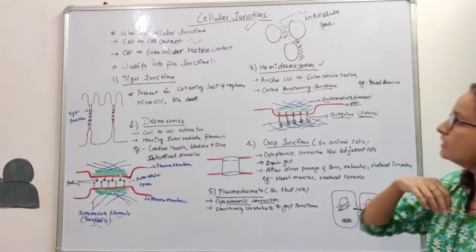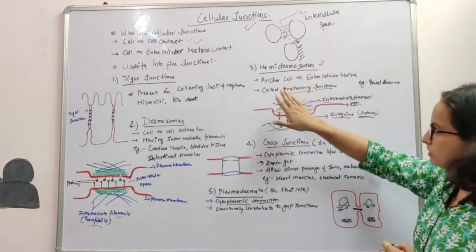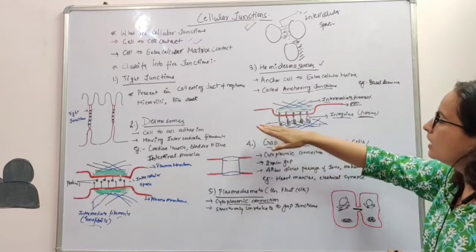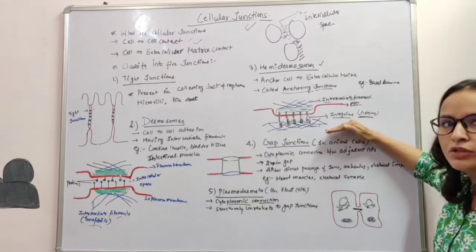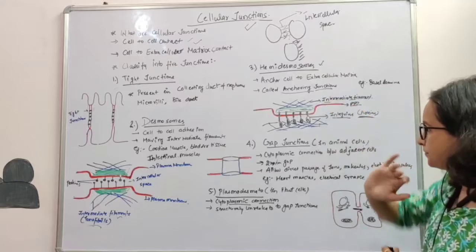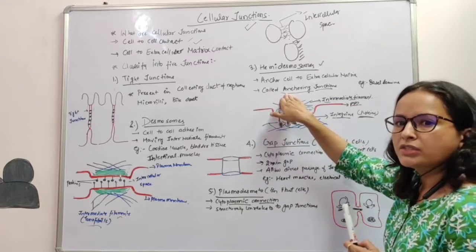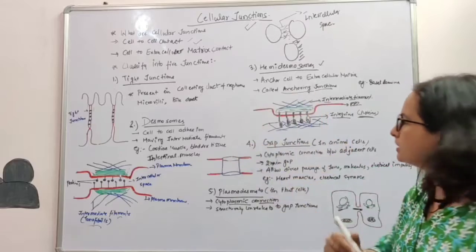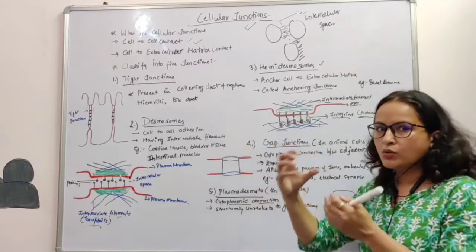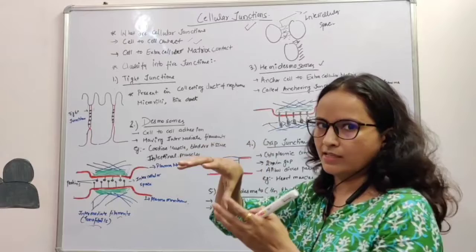So the next one is hemidesmosomes. Hemidesmosomes are the cytoplasmic connection of the cell. We also call them anchoring junctions. Anchoring junctions means when something is anchored with the cell.